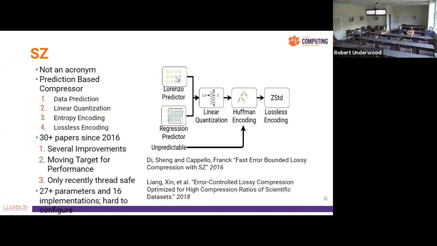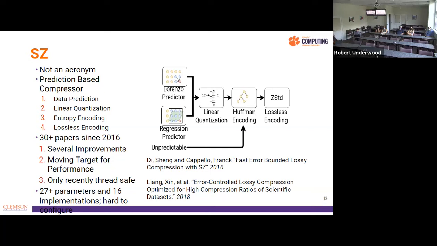So now I'm going to briefly discuss a series of error-bounded lossy compressors that have been developed since 2016 that try to solve both of these problems simultaneously. So the first of these is the ESZ, error-bounded lossy compressor. That is not an acronym.